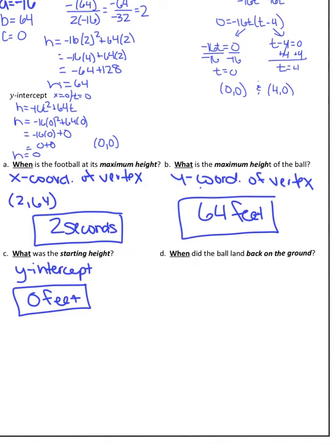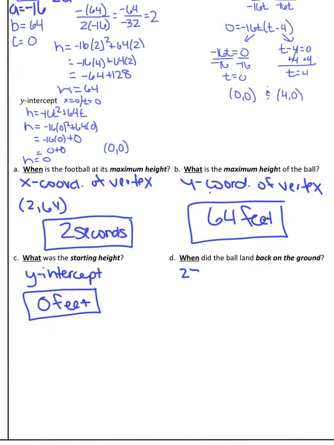And then, when did the ball land back on the ground? That's the second x-intercept, when we're back on the ground. So we had (0, 0), and we had (4, 0). Put commas, right? So 4 is our answer. So this is 4 seconds.